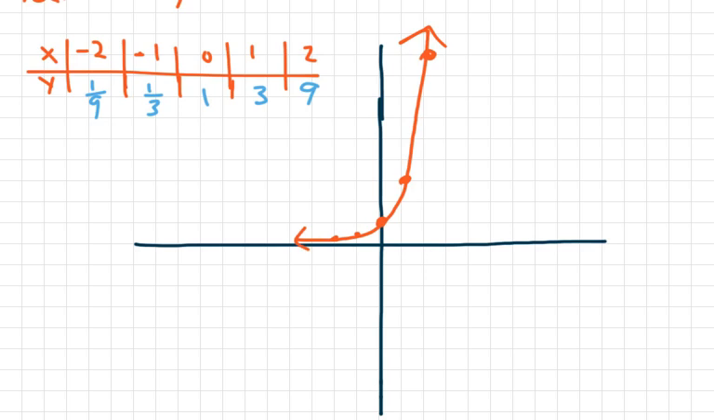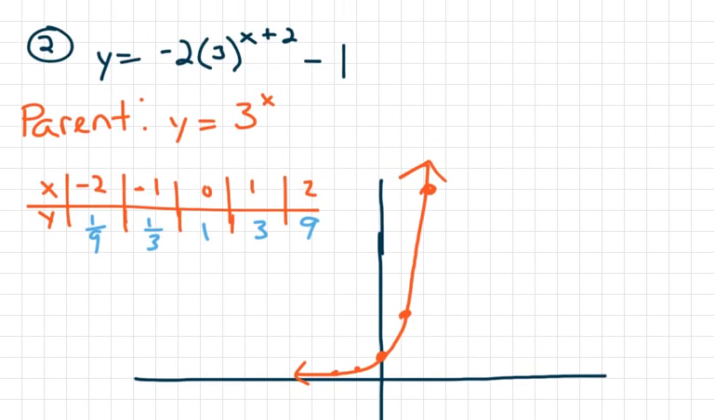So let's identify our transformations. So start with the horizontal transformation. That means we're going to go 2 units left. Okay, the +2 directly to x means we're going to go 2 units to the left.